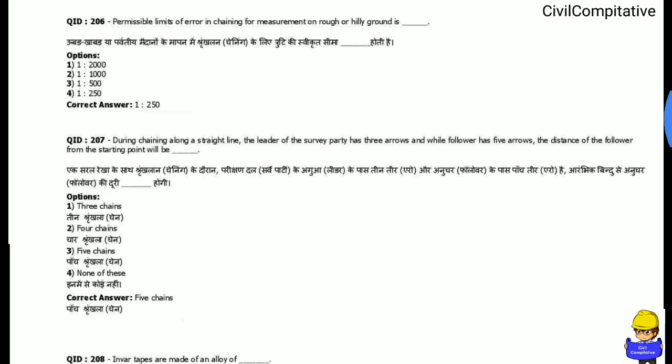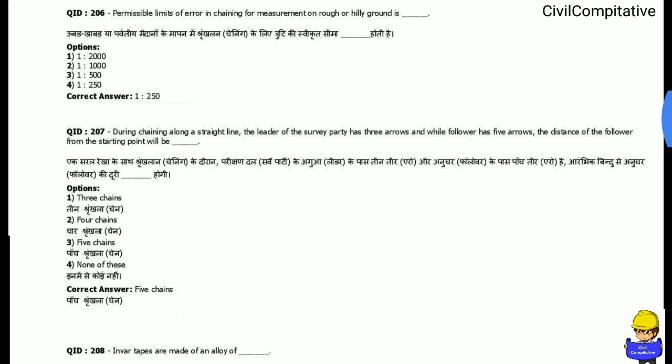Next is: permissible limits of error in chaining for measuring on rough or hilly ground is. There is a chart, and I will talk about the chart in my next lecture video of surveying part 3. In that case we would get these ratios. The ratio would be 1:250.